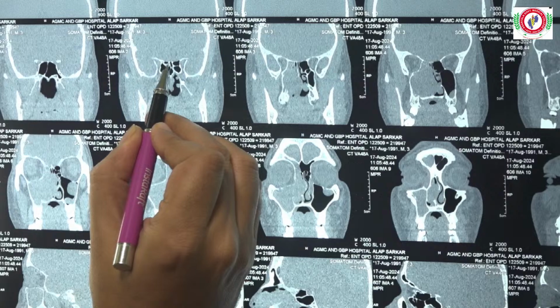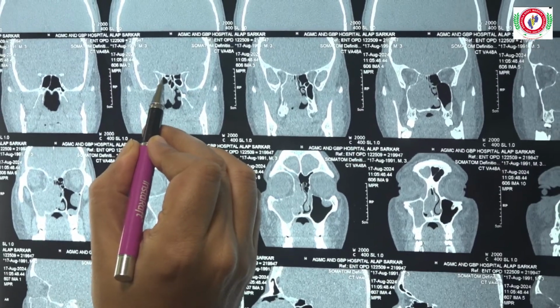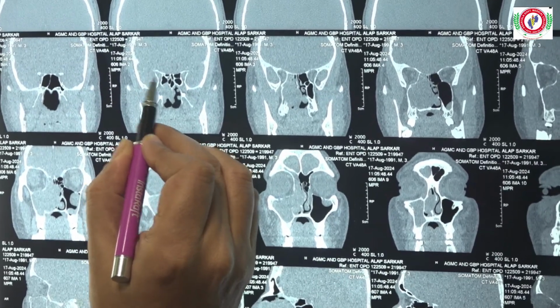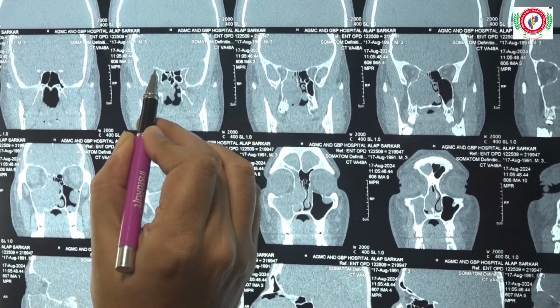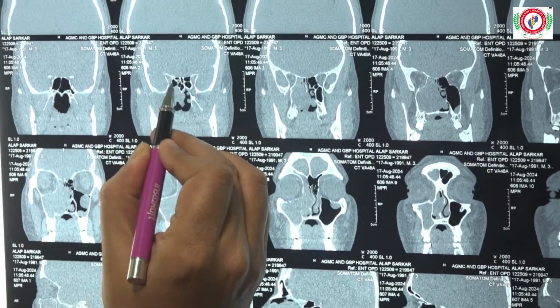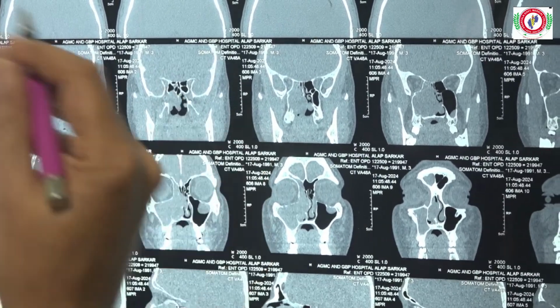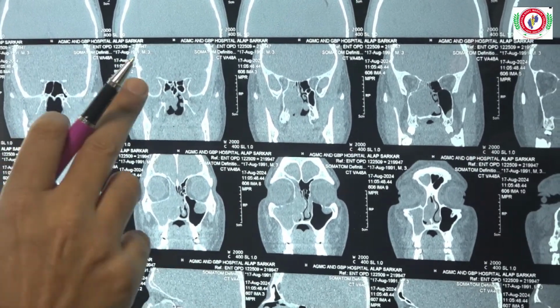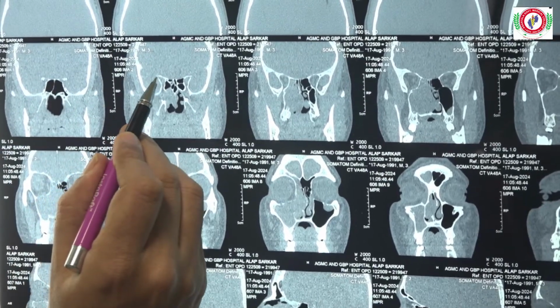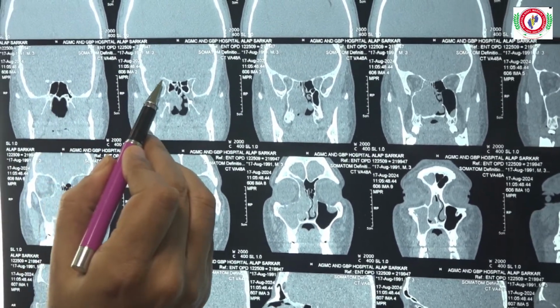If we go like this here and we start our debrider, use our debrider here only without opening the sphenoid sinus, there are high chances that we will injure the optic nerve here. All right. So similarly, even on the right side, you are having a small Onodi cell on the right side also.